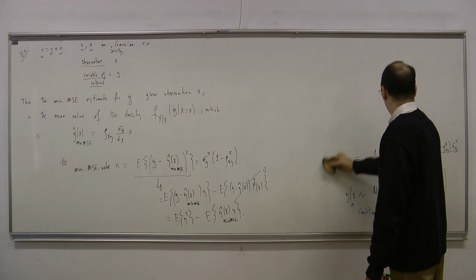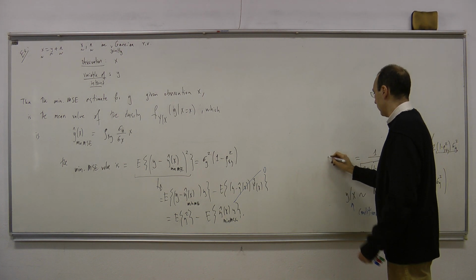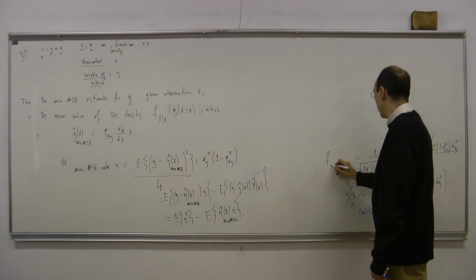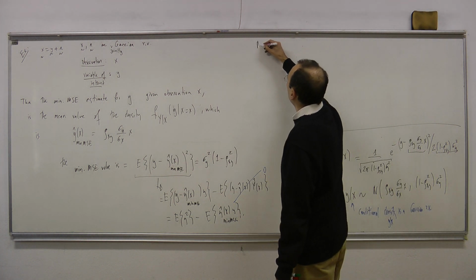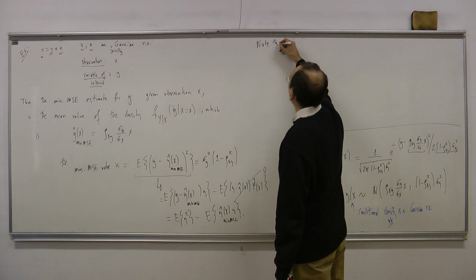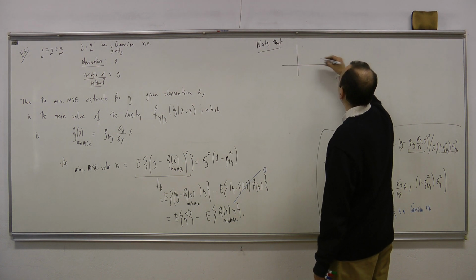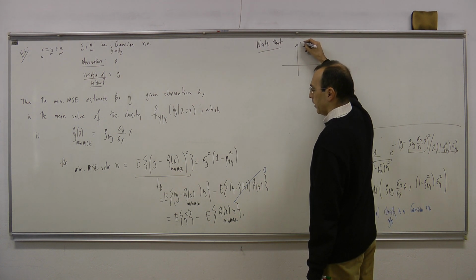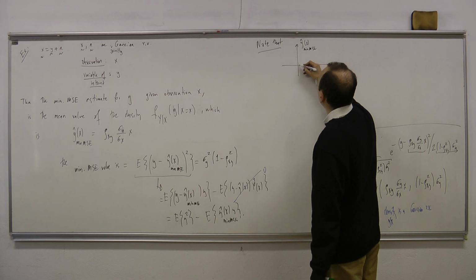So let me keep this density. So this is y given x. Note that, let me sketch this estimator. So this is my optimal min.MSE estimator, just a straight line.